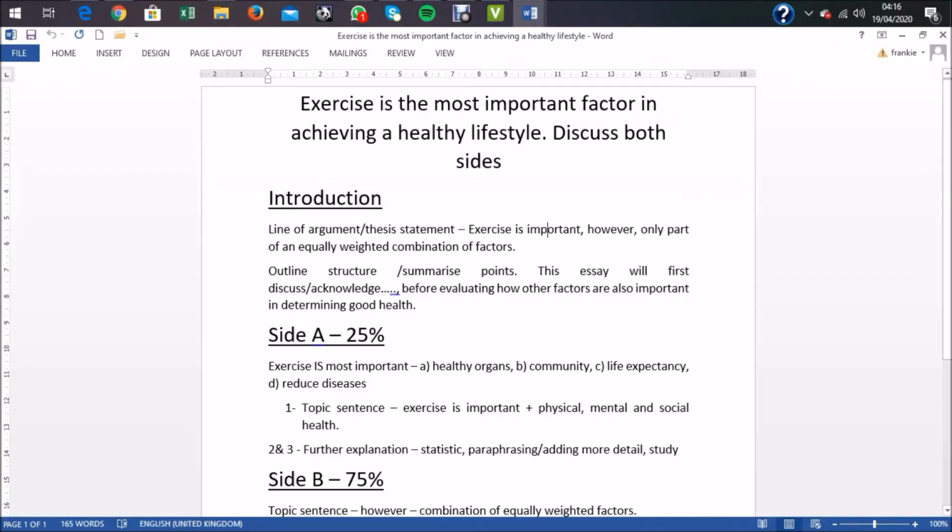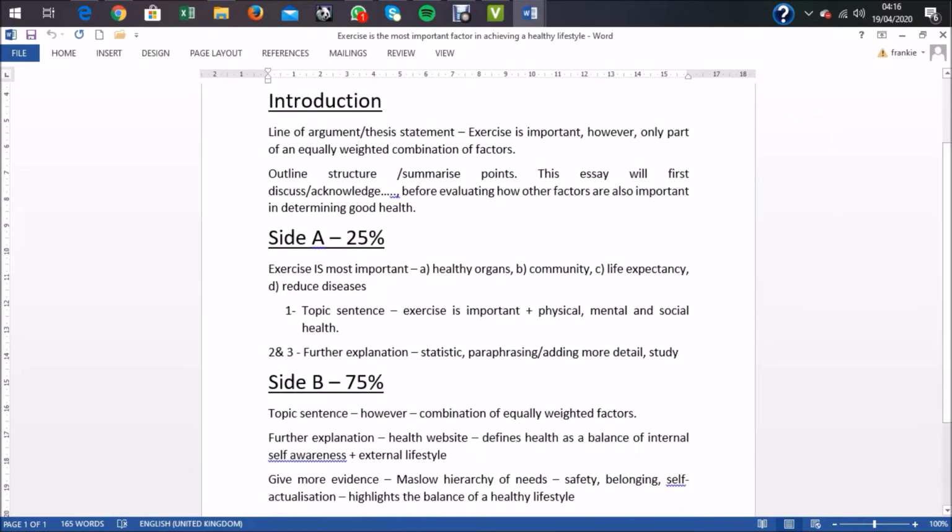In the first episode, we looked at how you would create a plan for a discuss both sides question. In this episode, we're going to take the two middle paragraphs and transition the plan into a full cohesive piece of writing. So we can see here, people, exercise is the most important factor in achieving a healthy lifestyle. Discuss both sides.